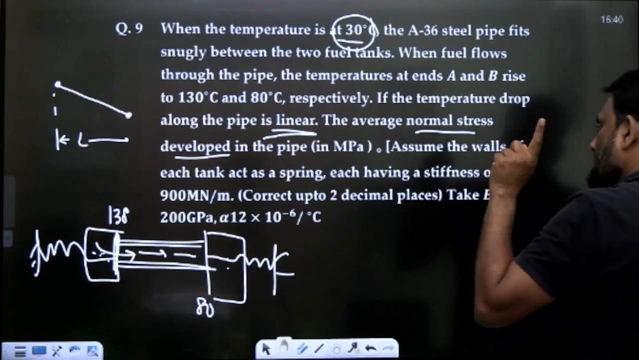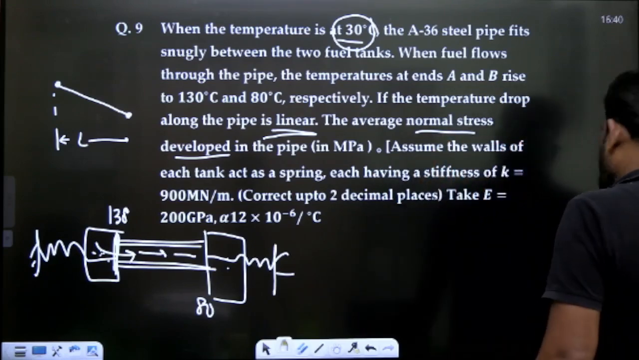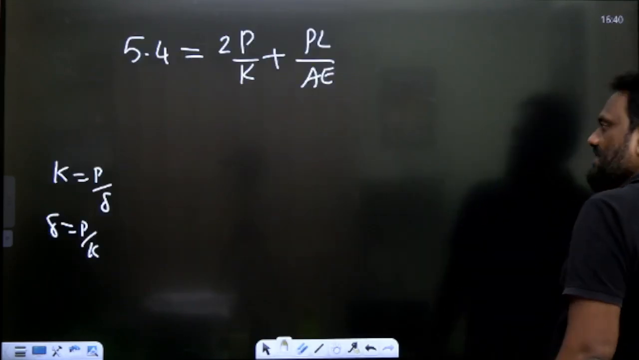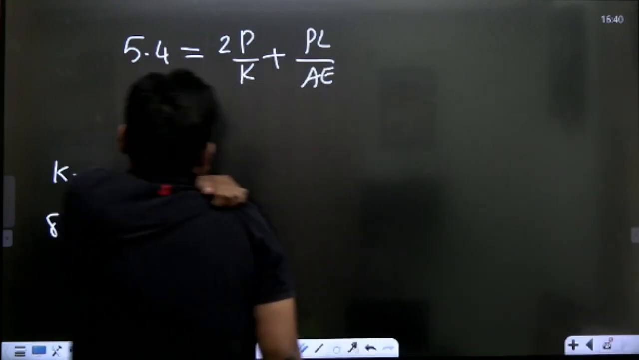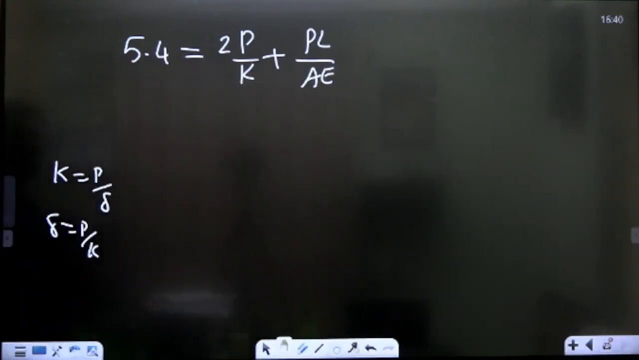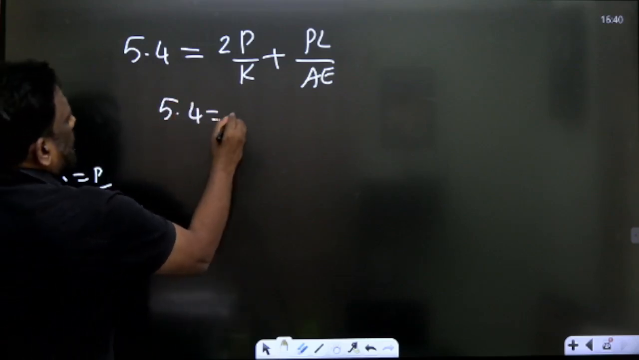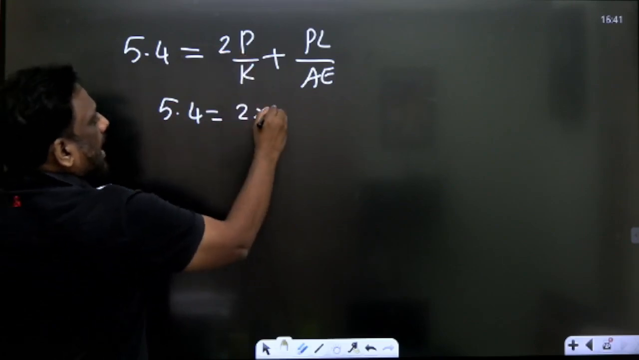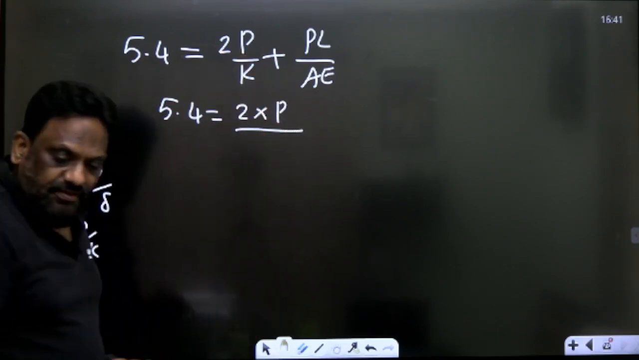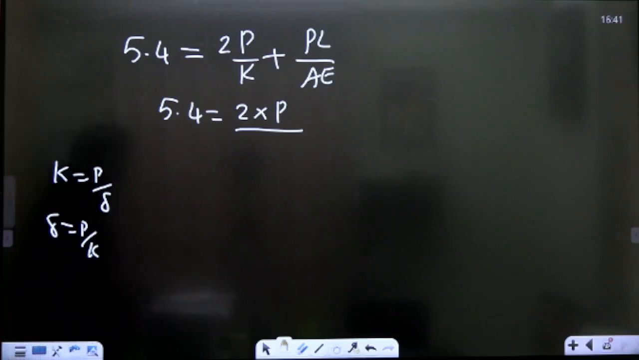Normal stress is asked, sir. Let's calculate the load first, and after that we will calculate the stress. No problem sir, let's calculate this. 5.4 is equal to twice P by K. I don't know K, the stiffness is given, sir. What is the value of K, sir?